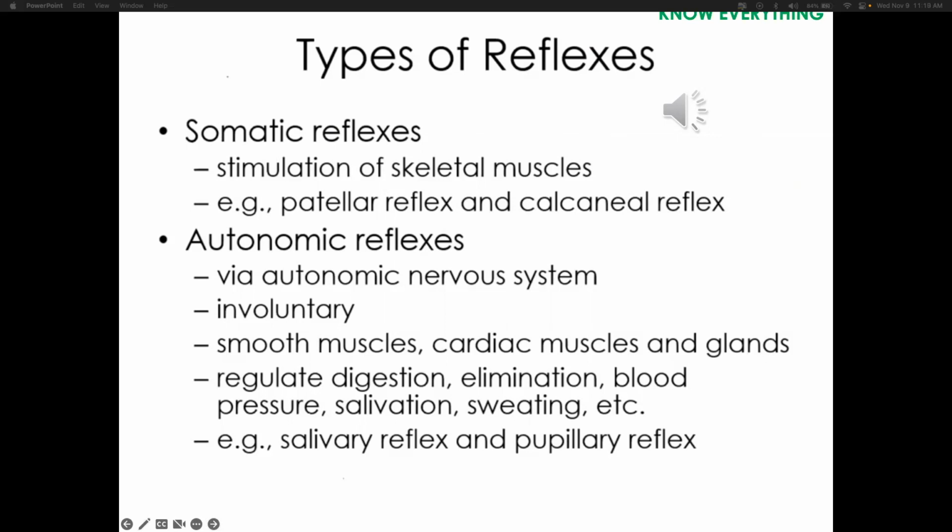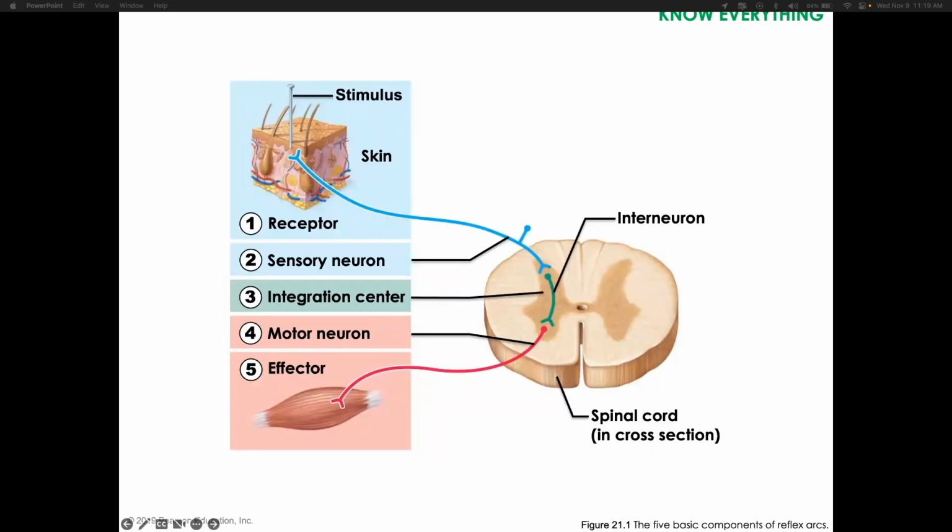An example of this would be when you're really hungry and you smell food, your mouth starts to salivate, or when you walk outside, your pupils get smaller to adjust to the light. So these are things that you cannot control.